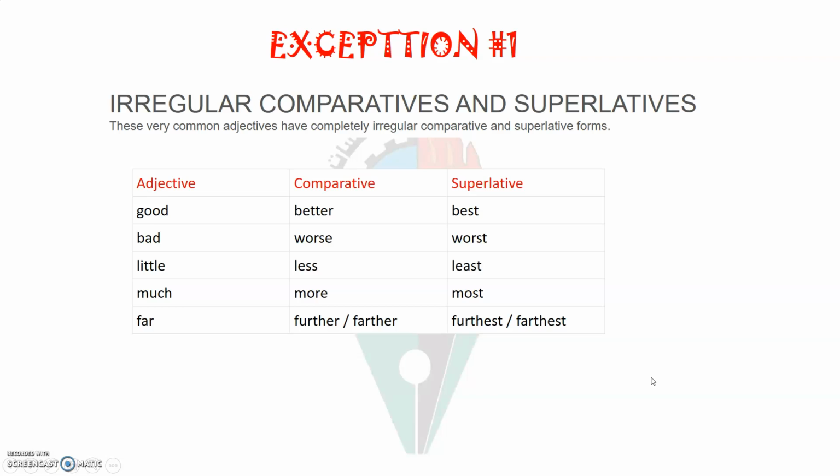Now we have some exceptions. These adjectives are irregular. They don't follow the rules, so we have to memorize them. We would never say gooder than or the goodest. We would say better, best. Bad becomes worse, worst. Little, less, least. Much, more, most. Far can be further or farther, and it can be furthest or farthest.